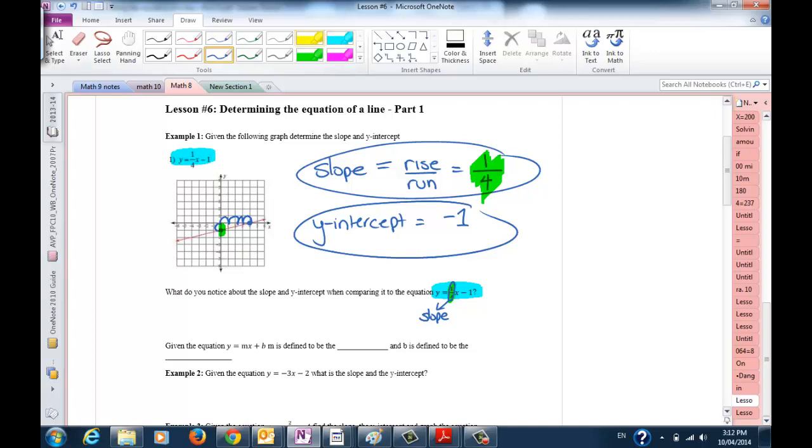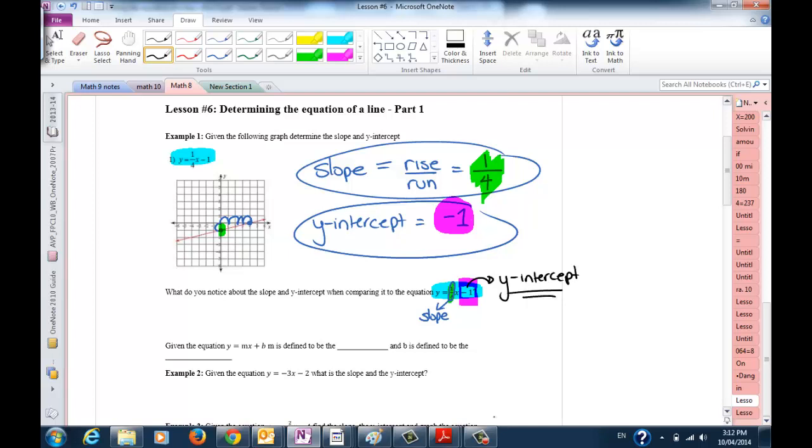And our y-intercept, which you can see right here, is also in our equation. And notice that I have a -1 there. And in fact, this is always going to be the case, that the constant, or the number that is not multiplied by a variable, is always going to be our y-intercept.